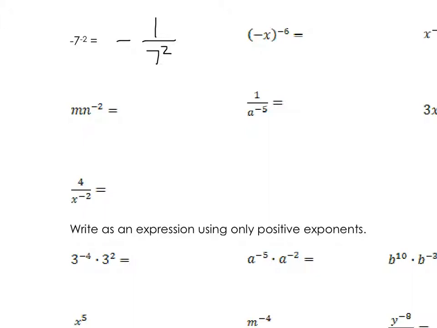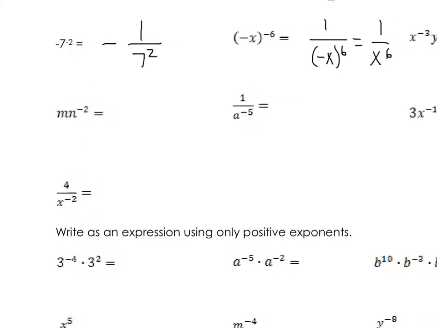Negative x, oh, it's in parentheses, to the negative 6. So this time the negative comes down with the x, where we raise it to the 6th power. What happens when you raise a negative number to an even power? All the negatives cancel each other out, and you get a positive answer.